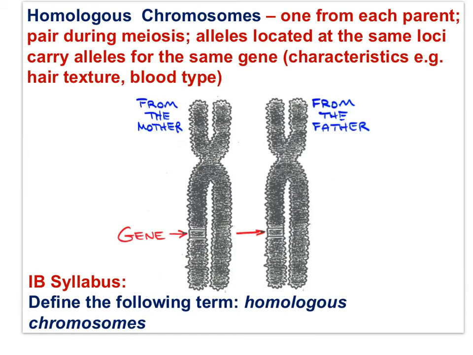Homologous pairs of chromosomes, seen here, have originated from fertilization, with one of each pair arriving from the sperm and the other of the pair from the egg. Homologous chromosomes carry alleles for the same gene, and those alleles have the same locus, the same location on the chromosome. Homologous chromosomes pair up during meiosis I.